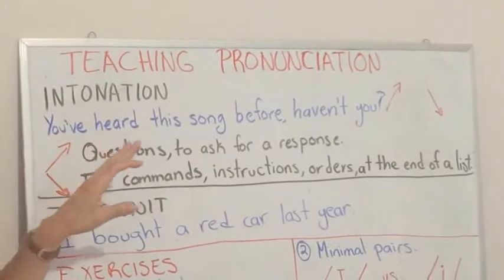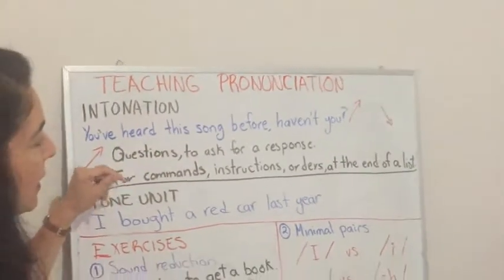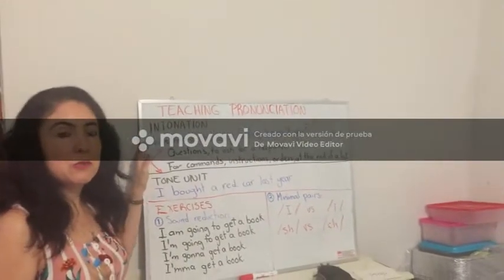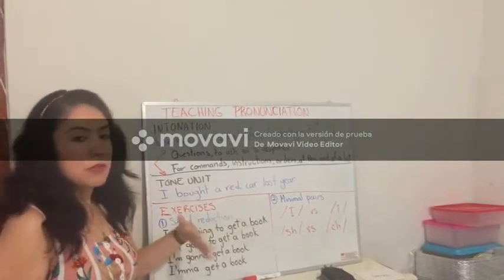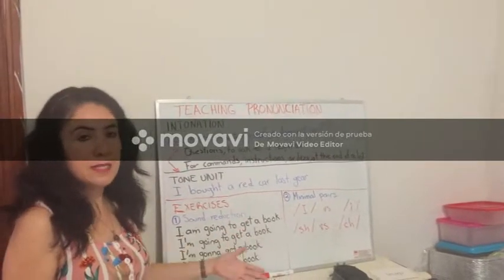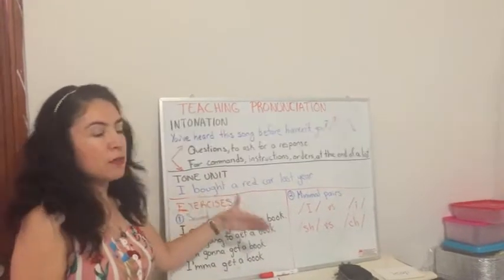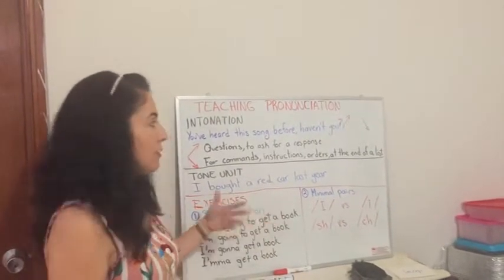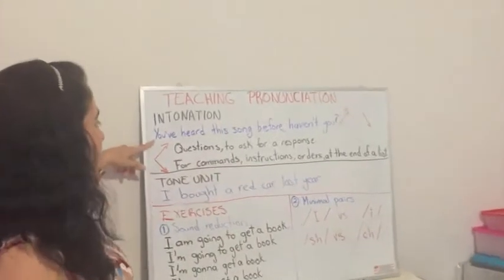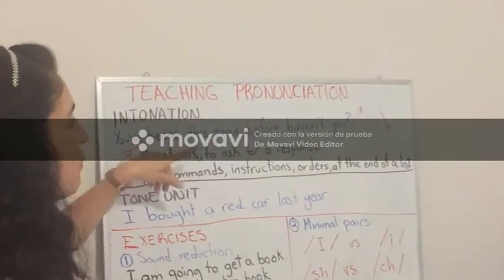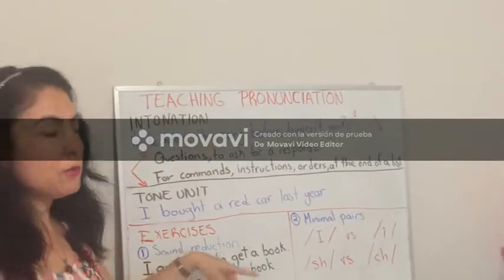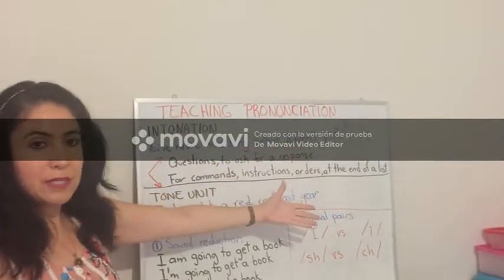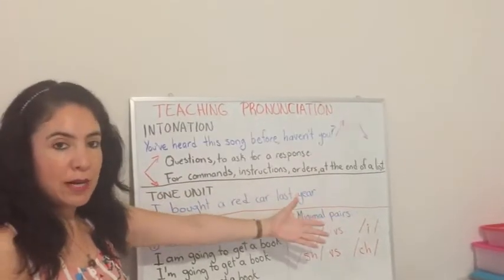When we use rising intonation in a tag ending question, it is because we are asking for confirmation. We need the other person to confirm what we are asking. When we use falling intonation, it's because we are pretty sure or almost certain that the person did whatever we're saying. So for example, in this sentence, you've heard this song before, haven't you? I'm using rising intonation because I am not sure and I want the other person to tell me if they have or haven't heard the song.